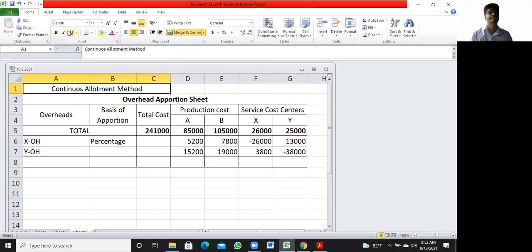Okay, this is easy. Simply what we are doing is continually distributing the cost which is collecting within the service cost centers, as we did up to now. Okay, as much as we can. Normally this may not become zero, but up to a minimum level we distribute the cost like this.